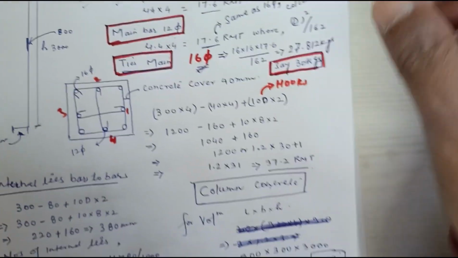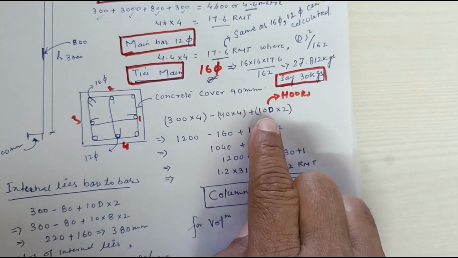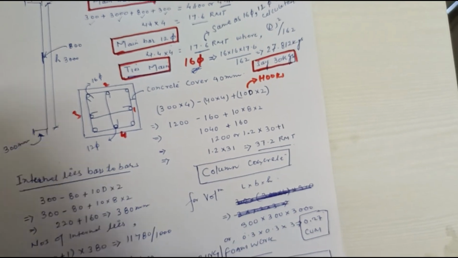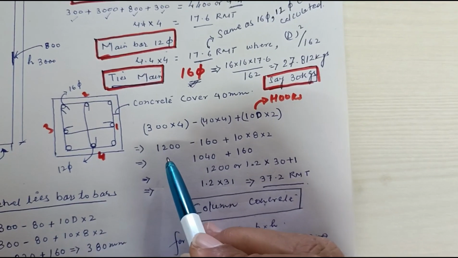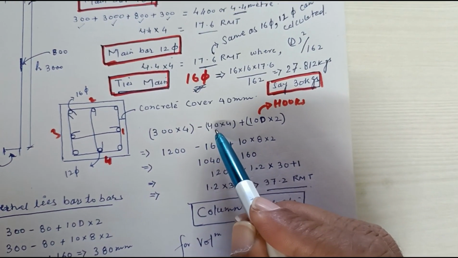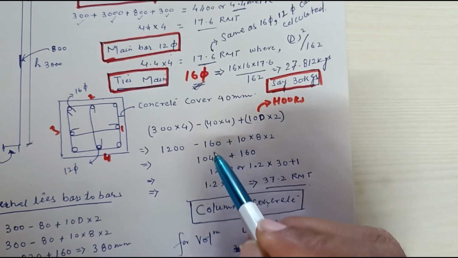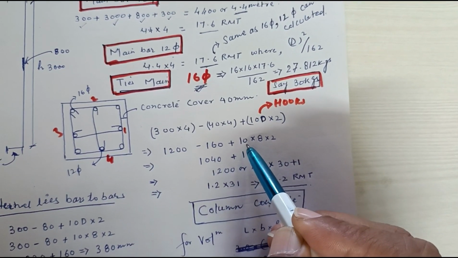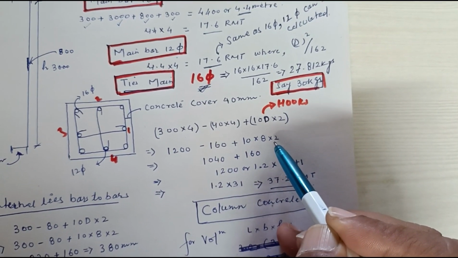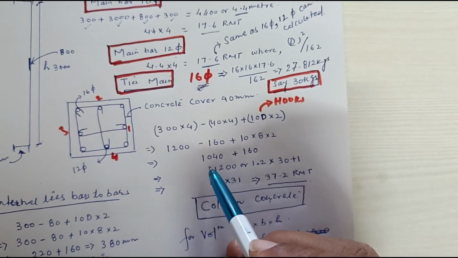Hooks. We are using this for hooks. Okay, so this is used for hook. 10d into 2. Now this came 300 into 4, 1200 minus 40 into 4, 160 minus 10 plus 10 into 8 into 2, right?